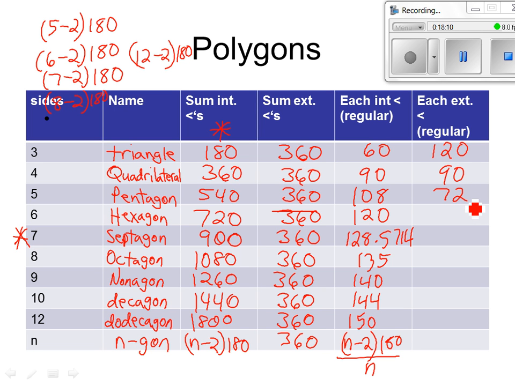Anybody noticing anything here? They're always what with these two? They always add up to be how much? 180. So this one has to be 60. This one's going to be something like 51 point something something. 45, 40, 36, 30. And this last one's just 360 divided by n.